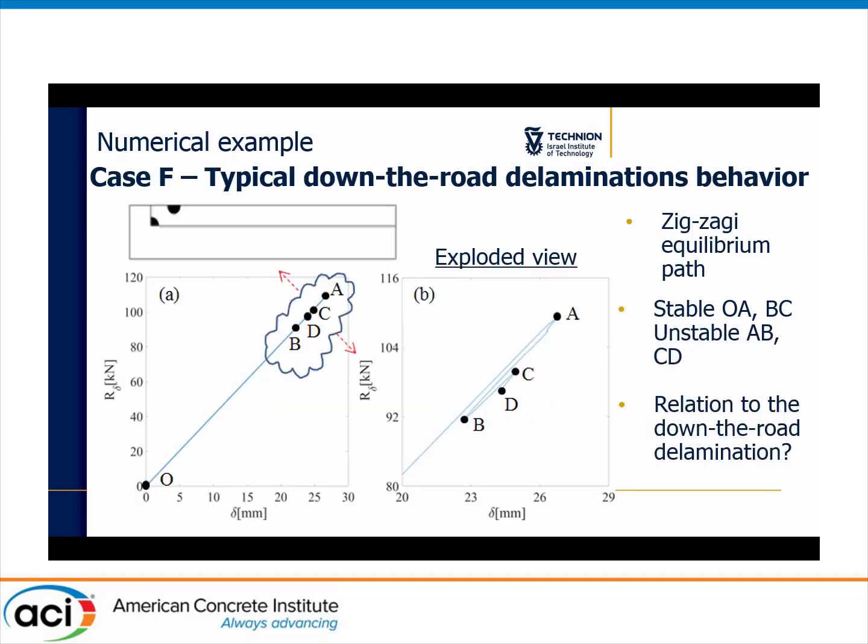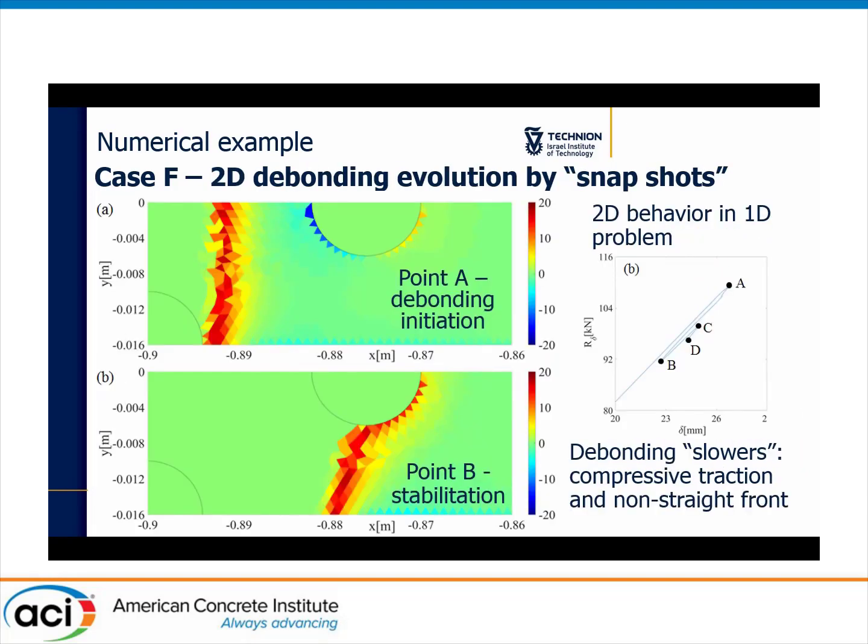The next slide shows their behavior. We see here the stretched view, and the load-deflection curve is quite strange. It's zigzaggy with increasing segments, OA, BC, and decreasing segments, AB and CD, which obviously are related to the down the road delamination. To examine this, we take snapshots of the debonding front contour at various stages of the loading in the cases with the down the road delamination.